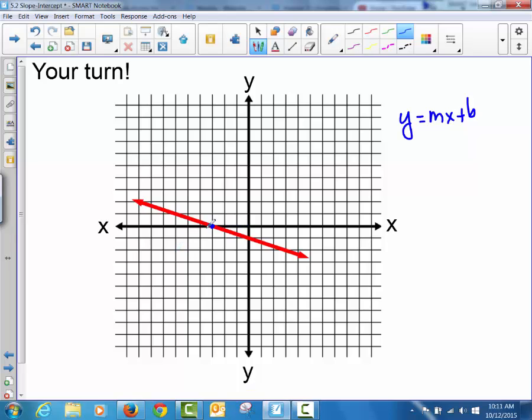Okay, so we've got our point here, and you can either go to the left or to the right, it doesn't matter. We'll go to the right. So we go down 1 and right 1, 2, 3. So we went down 1 and right 3, and that's our slope, negative 1/3. So we can write y equals negative 1/3 x. And what's our slope? I mean our y-intercept. Well, this is where it intercepts the y-axis, and that point is negative 1. So y equals negative 1/3 x minus 1. I'm sure you got that, didn't you?